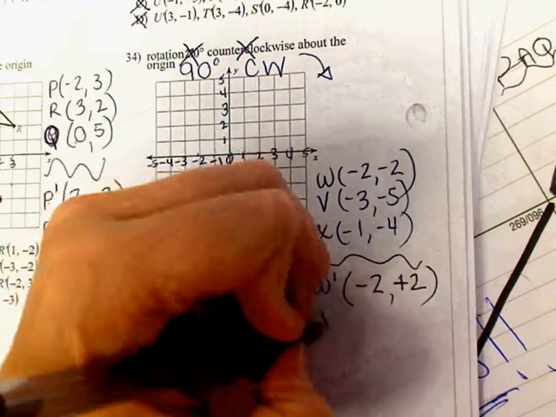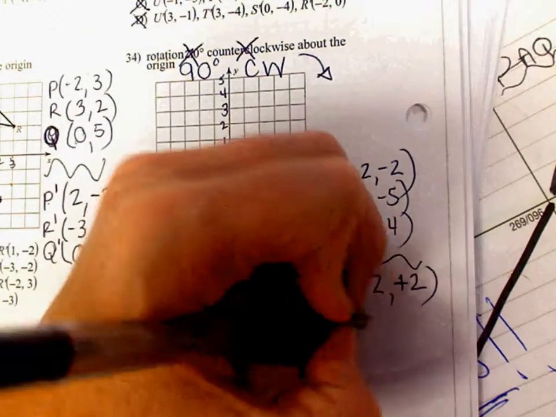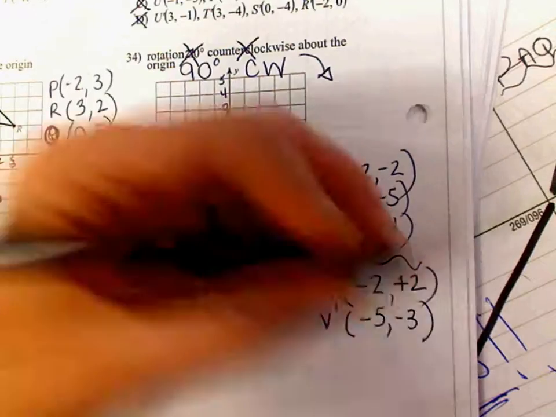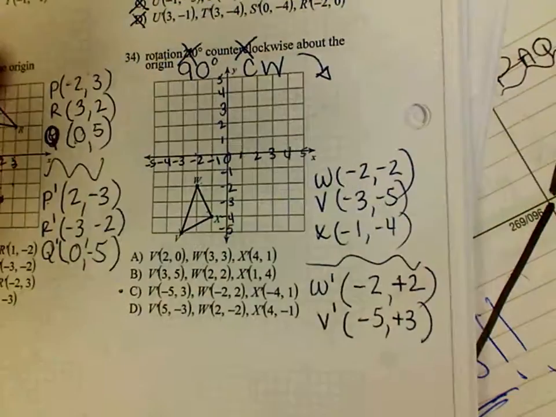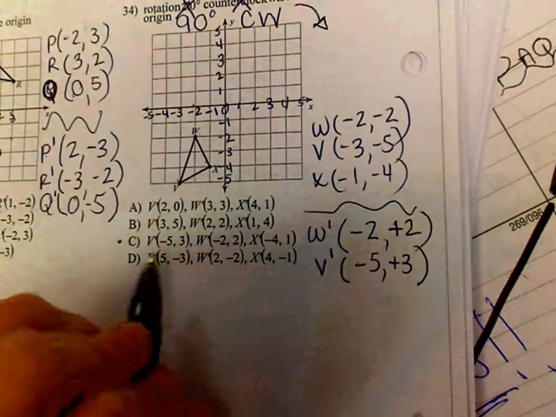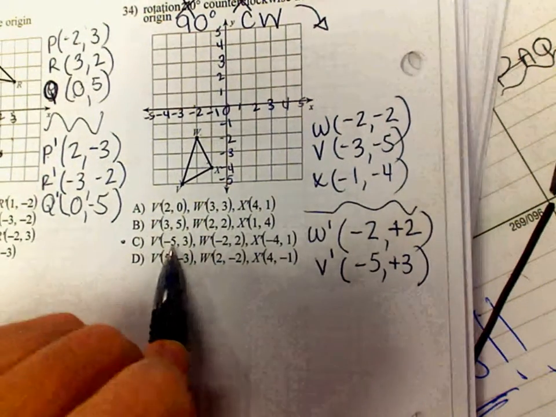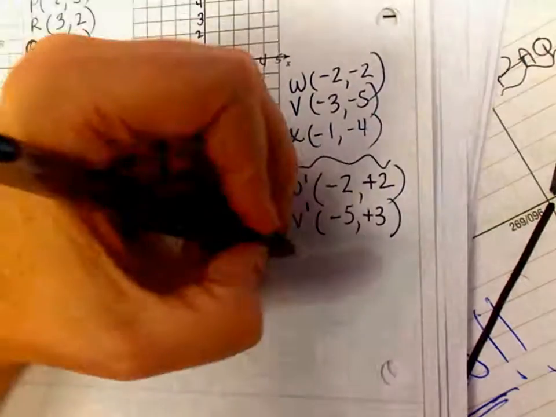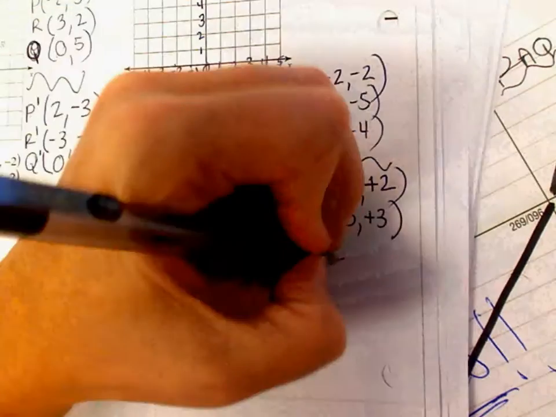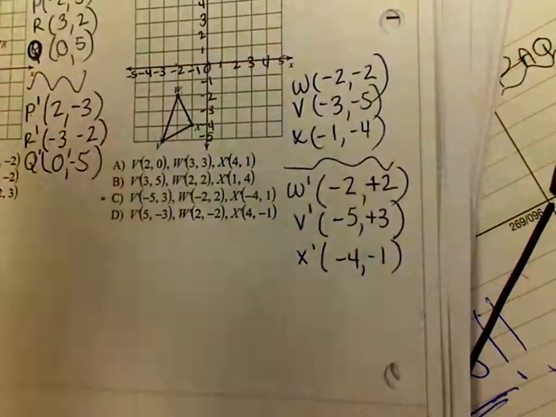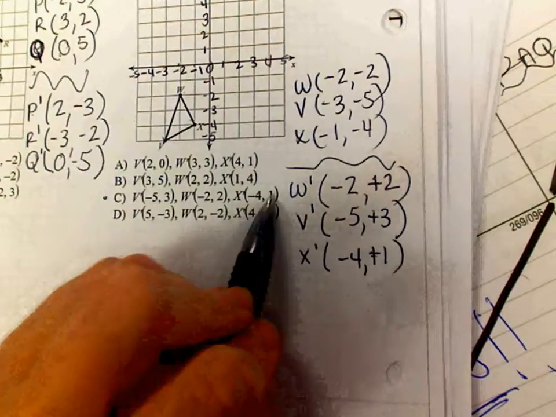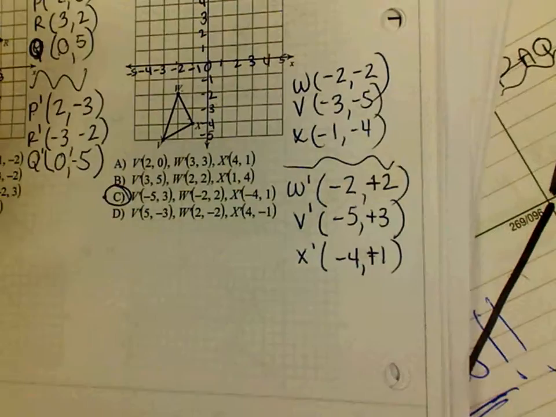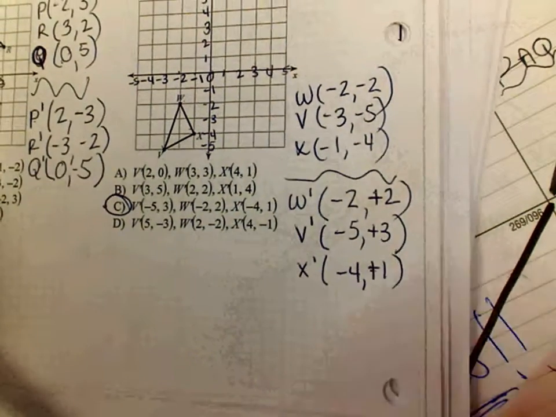Okay, V, -3 and -5 switch places. And then the one on the right changes signs. Does that still match up with C? -5, 3? Yeah, it does. And then X prime, -4 and -1 switch places. And the -1 changes to a +1, which is C. Okay, let's graph it and then we'll be done.